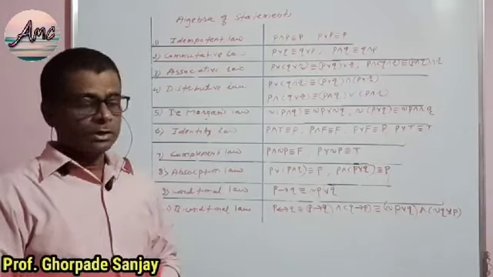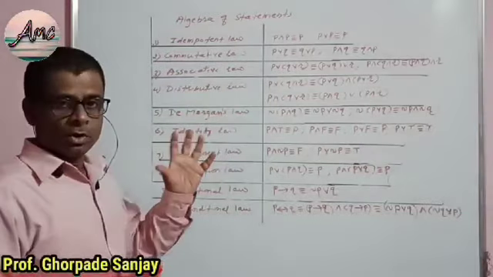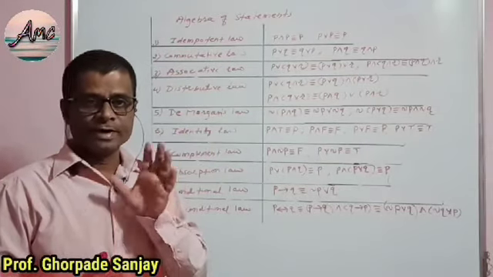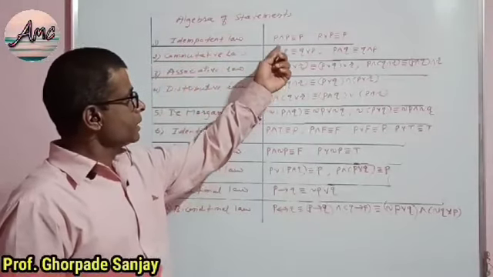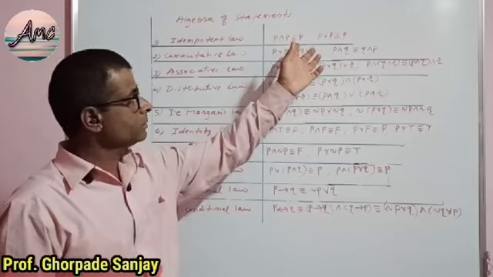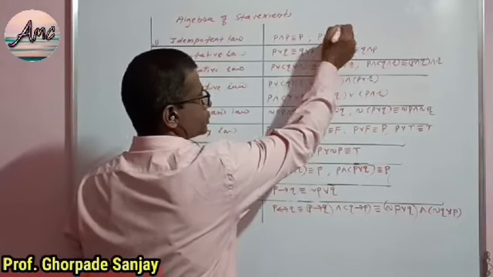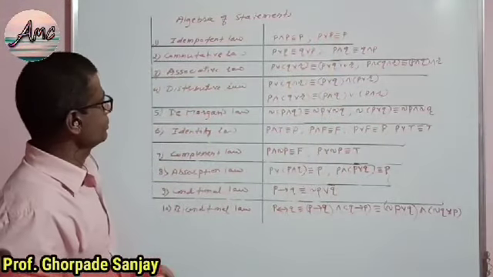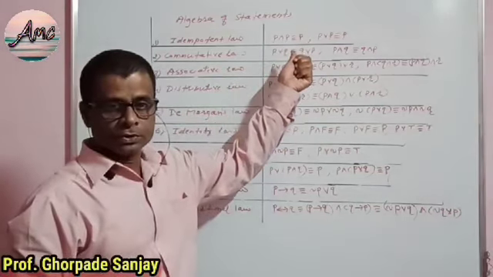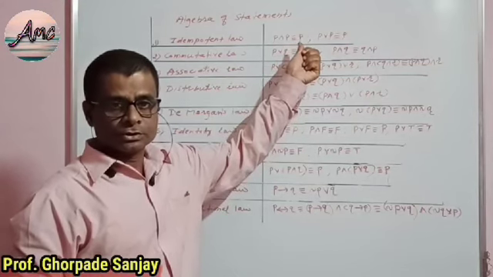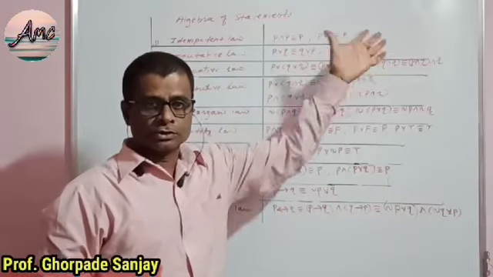Now let us consider algebra of statements. Some laws are there which you have to remember very well. So the first law, idempotent law, P conjunction P is always equal to P, or P disjunction P is always equal to P. Second, commutative law, P disjunction Q is equivalent to Q disjunction P. The same law we can write in terms of conjunction. P conjunction Q is logically equivalent to Q conjunction P.